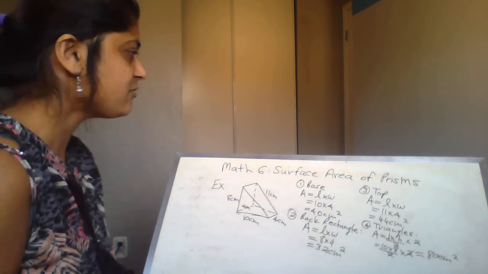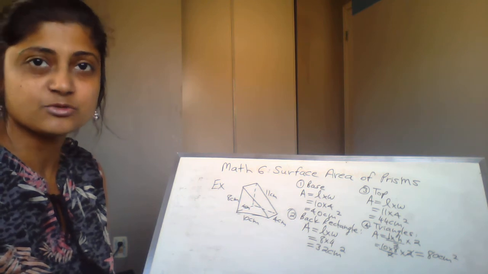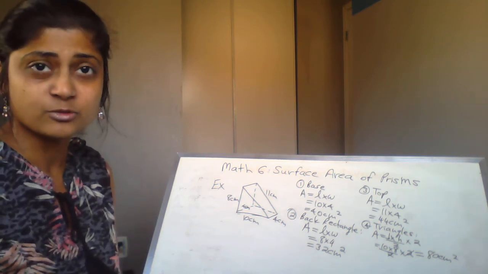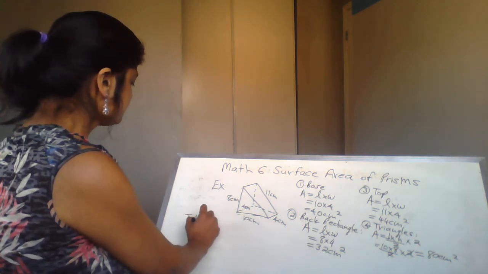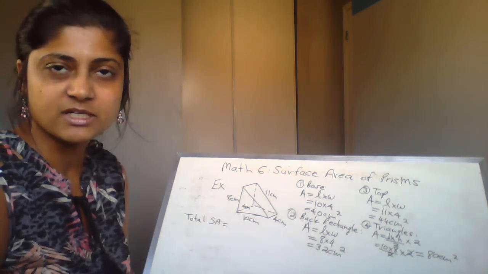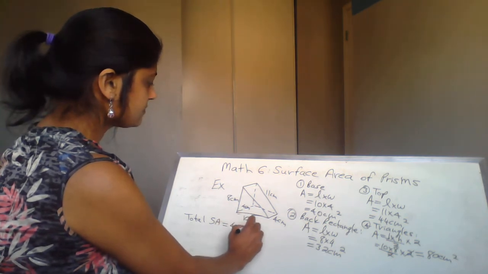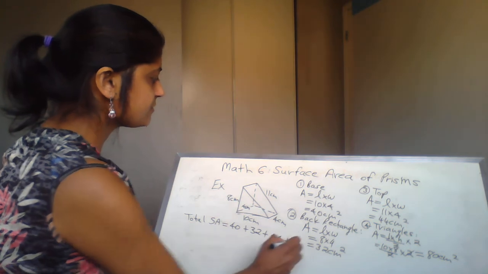Okay, so we have all of the sides now, okay? Again, 3 rectangles, there are 2 triangles. Make sure you don't miss any surface of the triangular prism here, okay? We're going to do the total surface area. And again, I'm just taking all of these final answers. We're going to add them together. So 40 plus 32 plus 44 and plus 80.